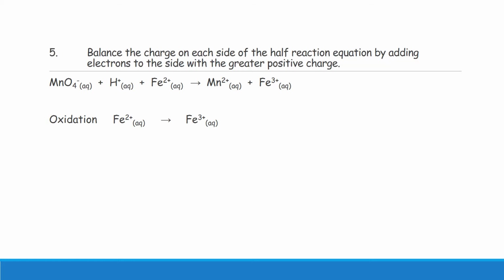Now we have to add electrons to the side which has the greater positive charge. In this case the reactants have a charge of +2 and the products have a charge of +3. As we're adding electrons, and each electron has a charge of -1, we have to add the electron to this side, because now +3 plus -1 equals +2, and you can see that the charge is now balanced.